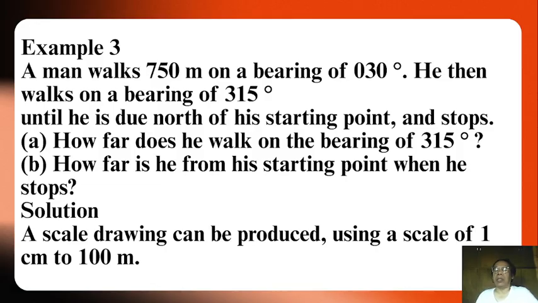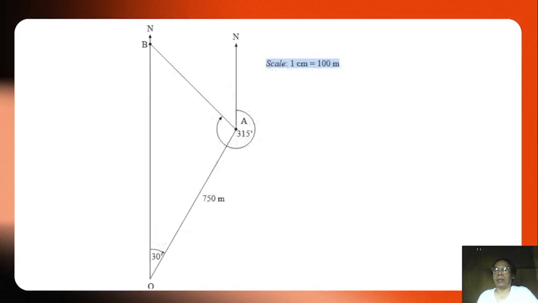So, a solution: a scale drawing can be produced using a scale of 1 centimeter to 100 meters. So 1 centimeter is equal to 100 meters. It means that when we draw 750 meters, that is actually equal to 7.5 centimeters. So let's then come up with the illustration.